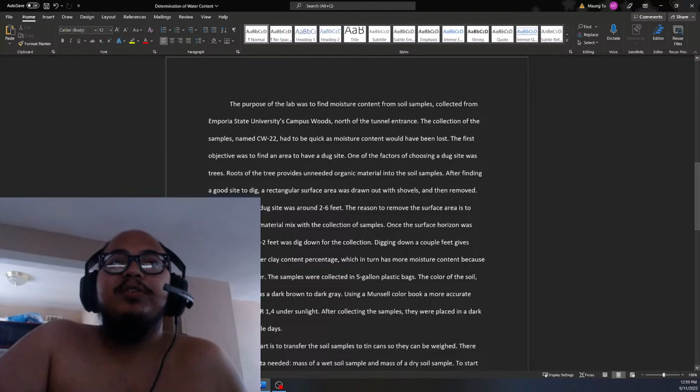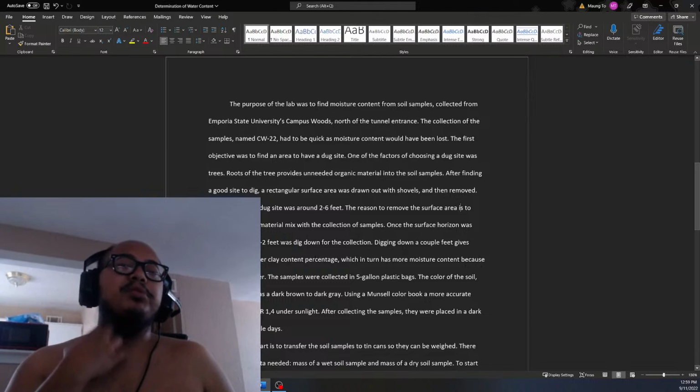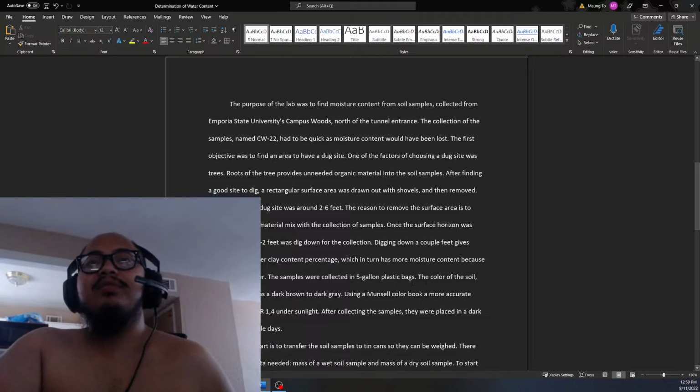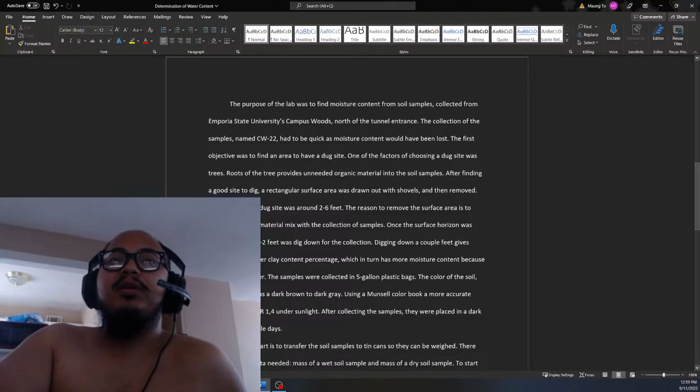Digging down a couple feet gives samples with a higher clay content percentage, which in turn has more moisture content because clay can hold water. The samples were collected in 5-gallon plastic bags.